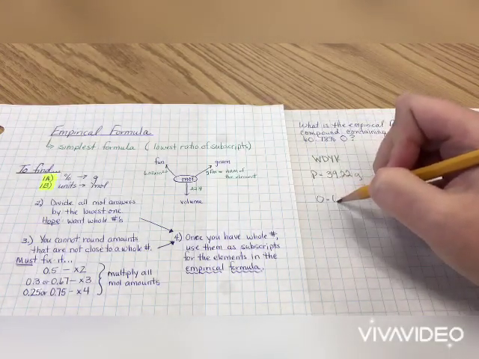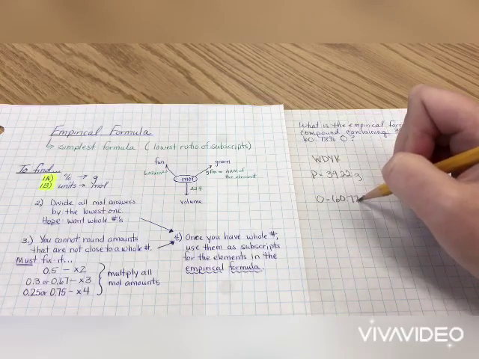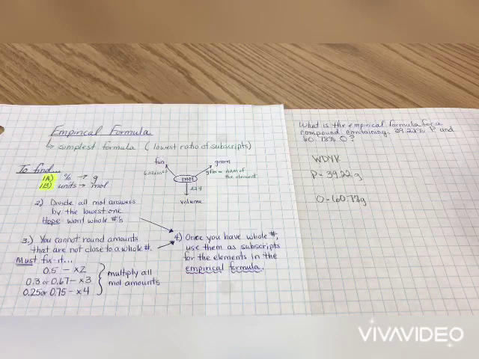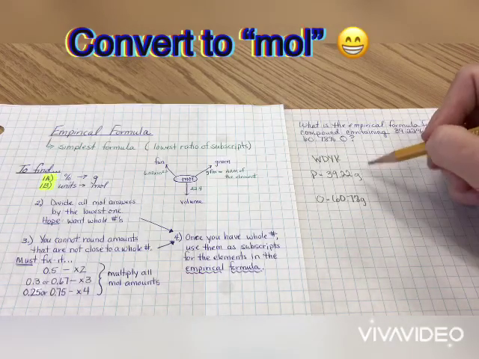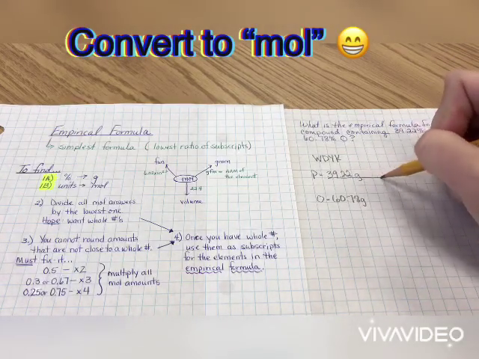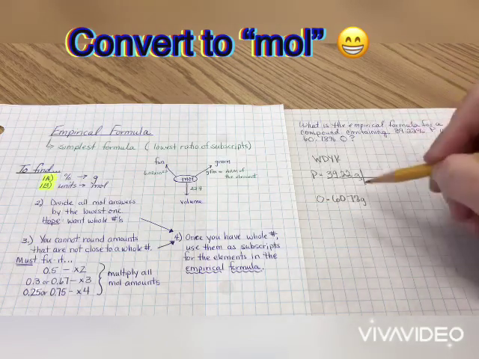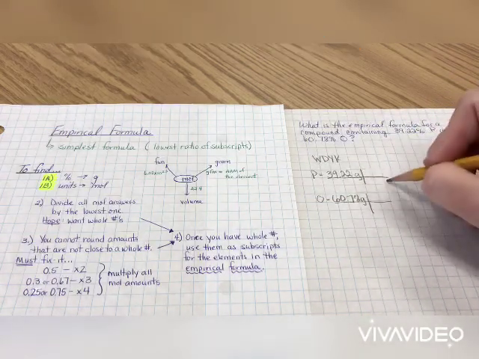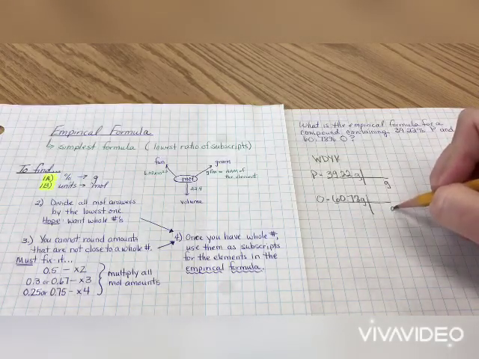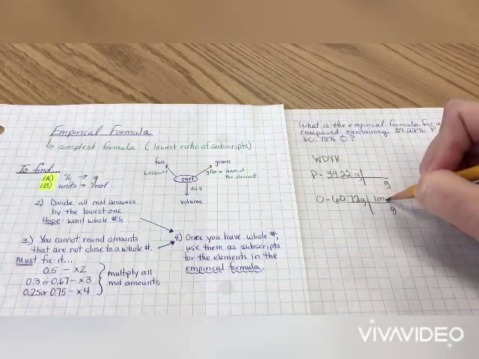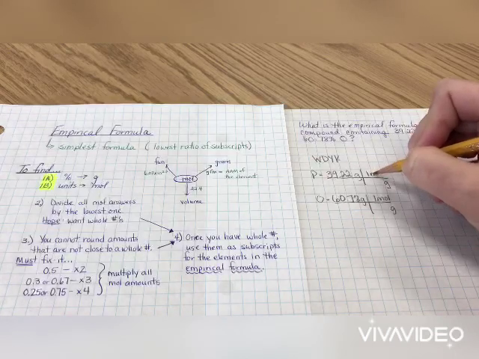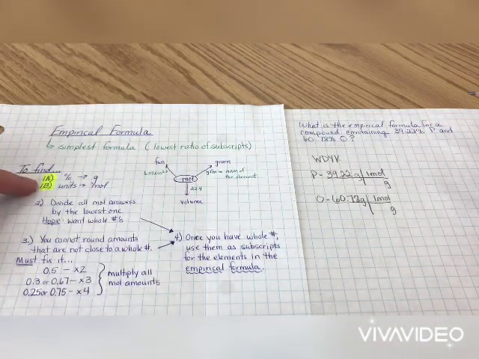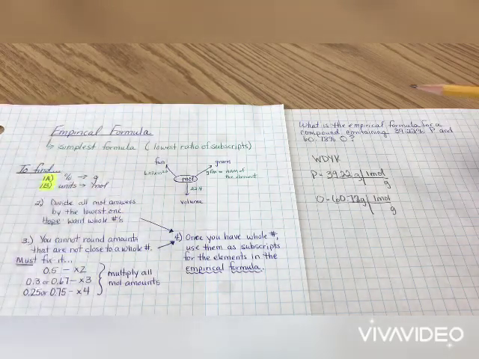Oxygen, we have 60.78. Again, instead of percent, we're going to make it a gram. The second part of part one is to convert this to moles. To get the gram to become a mole, we're going to put gram on the bottom so it cancels out, and we put 1 mole on top using our stoichiometry. So again, for the second part of step one, we're going to convert our units to moles.